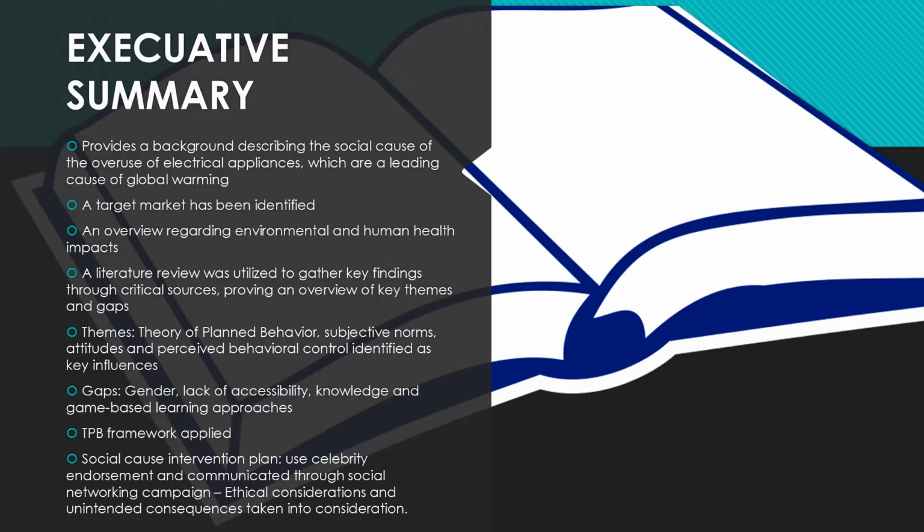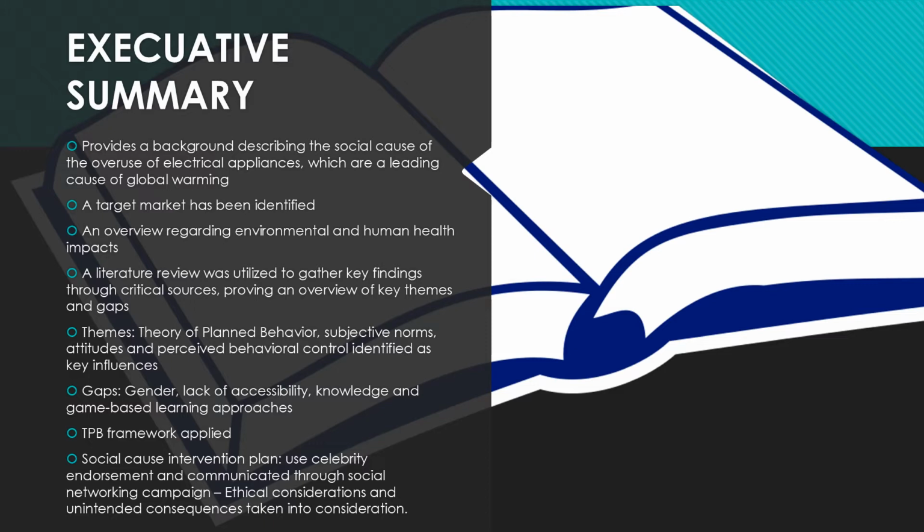This presentation provides a background describing the social cause of the overuse of electrical appliances, a leading cause of global warming. A target market has been identified for a guideline in creating a successful intervention plan in order to reduce disregarding environmental behaviours and encourage one of a pro-environmental manner. An overview of the social cause has been provided, relating to both environmental and human health impacts. The first part of the presentation is based on multiple sources in order to establish a clear and concise overview of the cause. Then, the presentation will explain the topic in depth.